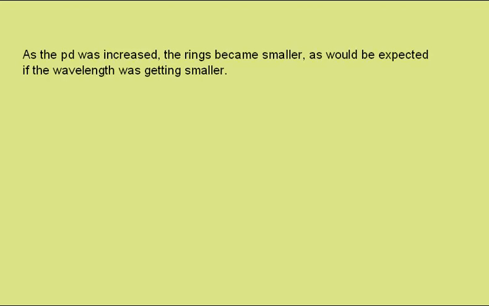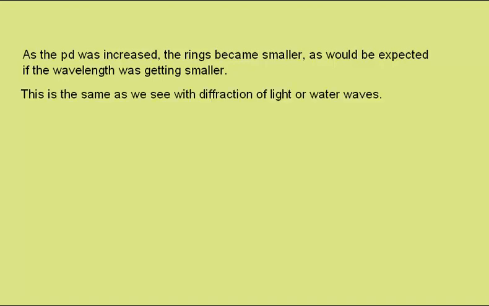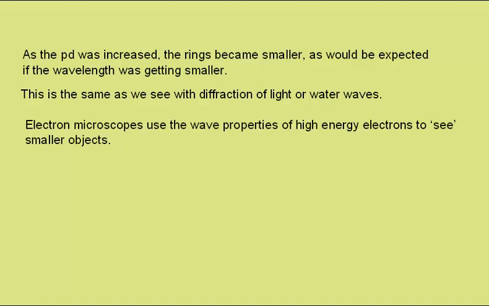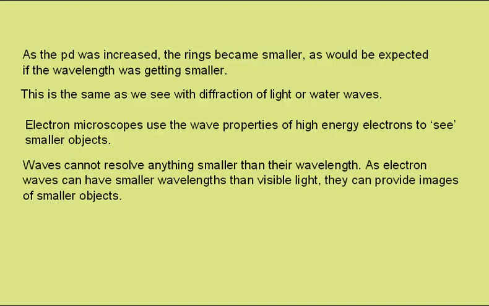As the PD was increased, the rings became smaller, as would be expected if the wavelength was getting smaller. This is the same as we see with diffraction of light or with water waves. The electrons were behaving as waves. Electron microscopes use the wave properties of high-energy electrons to see smaller objects. Waves cannot resolve anything smaller than their wavelength, and as electron waves can have smaller wavelengths than visible light, they can provide images of smaller objects.